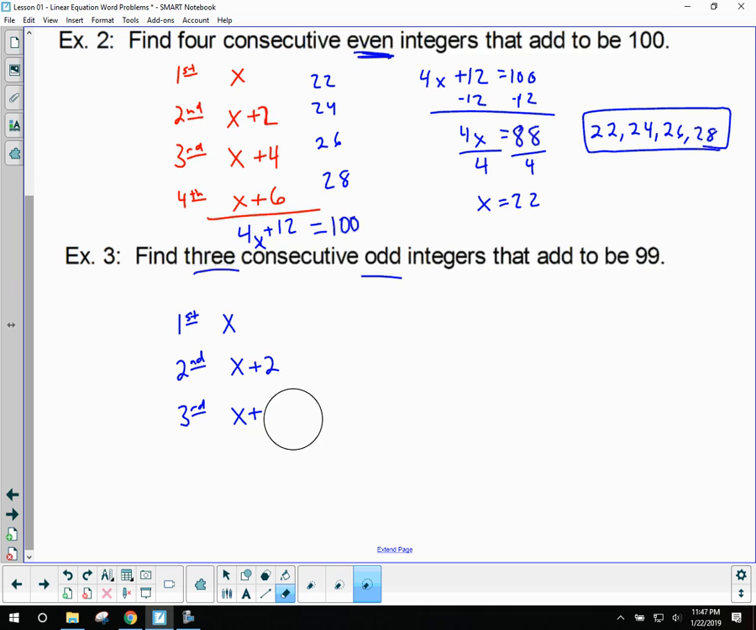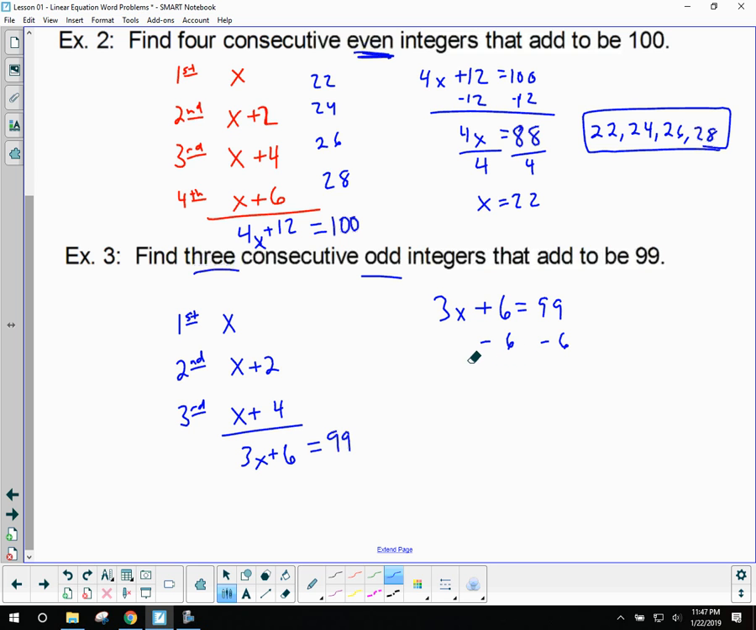I'm going to come up here and solve. So minus 6. 99 minus 6 is going to be 93. We have 3x, divide by 3. x should be 31. Hey, you know what? Plug it in. Let's see if it works. 31. 31 plus 2 is 33. 31 plus 4 is 35.